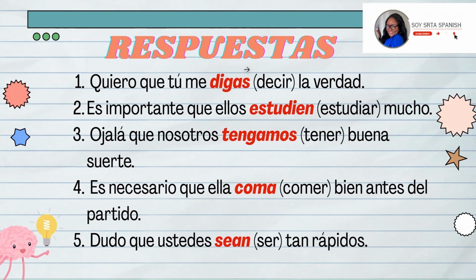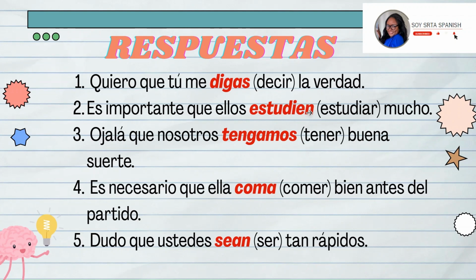Número dos is from the function I, which is impersonal expression. It is important that they study a lot. This one is just a regular AR verb, and so of course the AR ending would now be E. In the present tense, it would have been estudian, and now it's estudien.